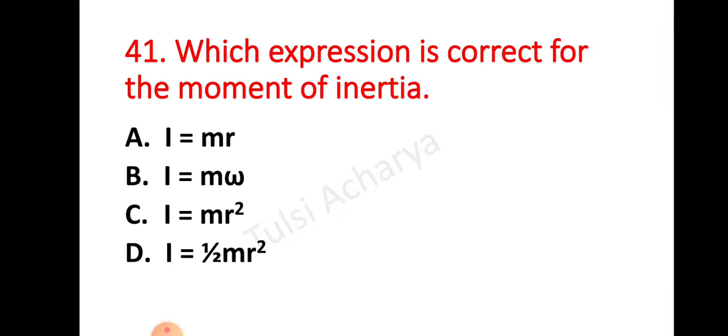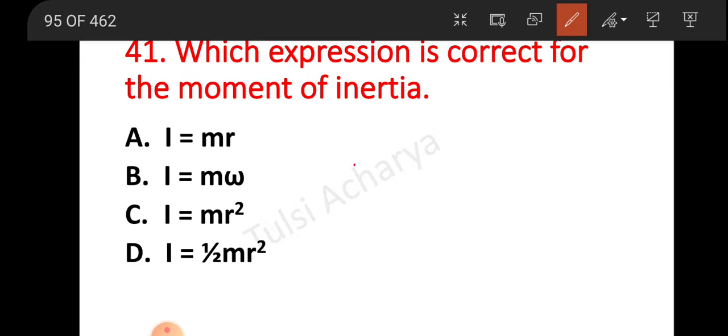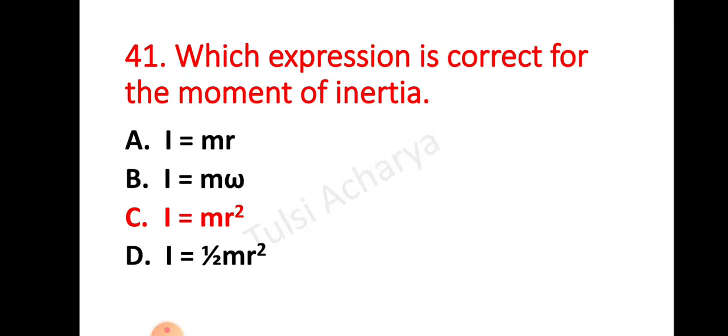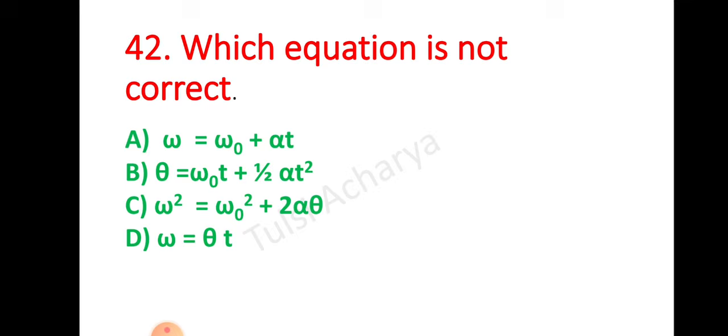Which expression is correct for the moment of inertia? We know that moment of inertia I is equal to m times r square. This is mass and this is the distance of distribution of particle from the given axis. So option choice C is the correct one for question number 41. Now let's move to question number 42.